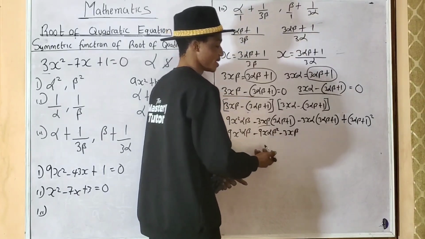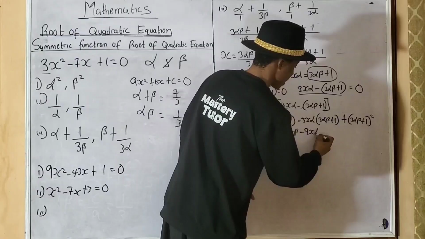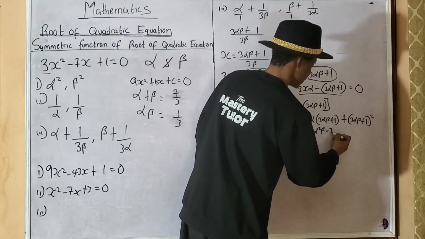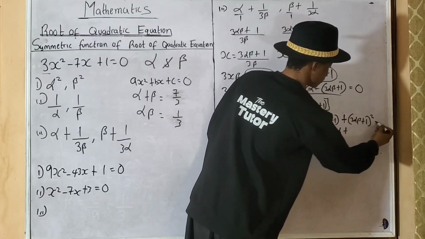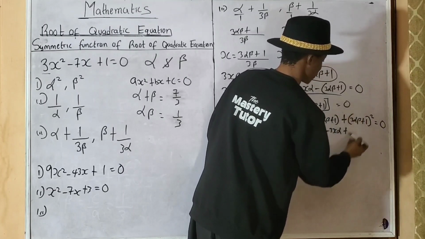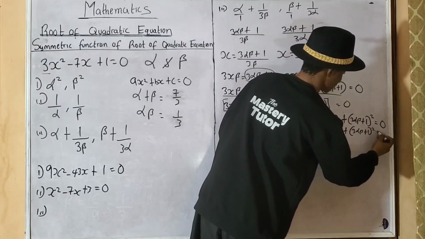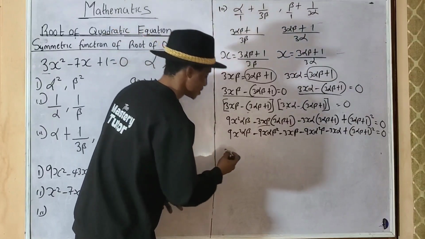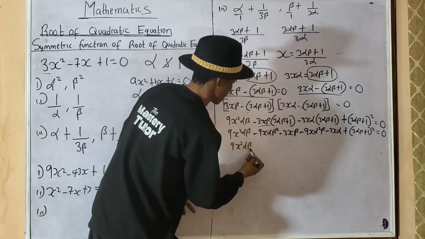So I have this. Now for the second aspect, I'm going to have negative 9x alpha squared beta. And here I'm going to have negative 3x alpha. Yes. Plus 3 alpha beta plus 1 squared, this will be equal to 0. Don't forget, equal to 0. Okay? We are still not done. Now, I'm going to have 9x squared alpha beta.